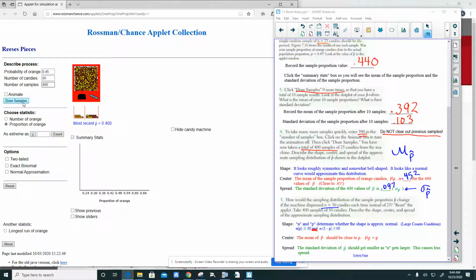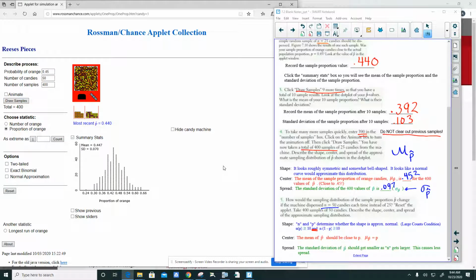and I'm going to go ahead and take 400 samples right out of the get-go here, and you can see that the shape still feels like it should be approximately normal, okay? Now, approximately normal is contingent on meeting that large counts condition. And that large counts condition says that you have to take your sample size times your population proportion. That's calculating the number of expected successes. That has to be greater than or equal to 10.